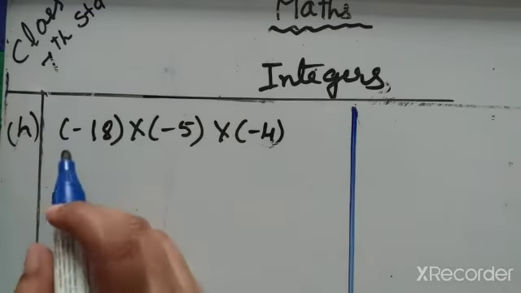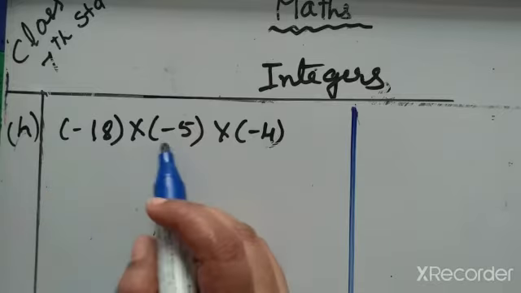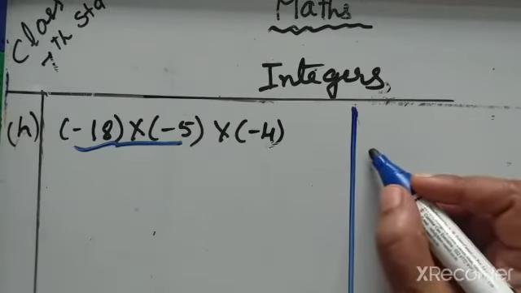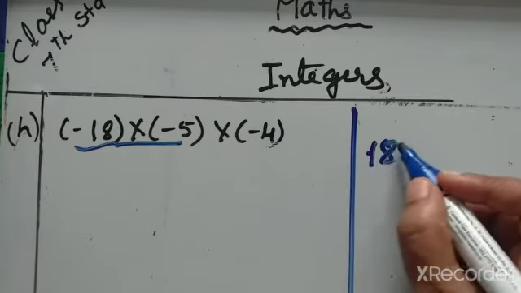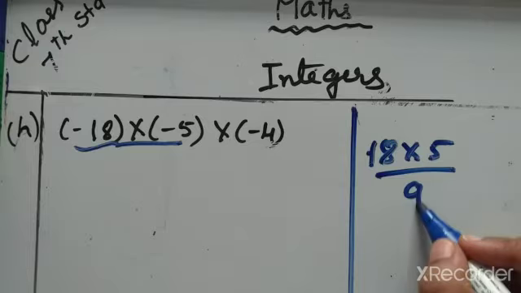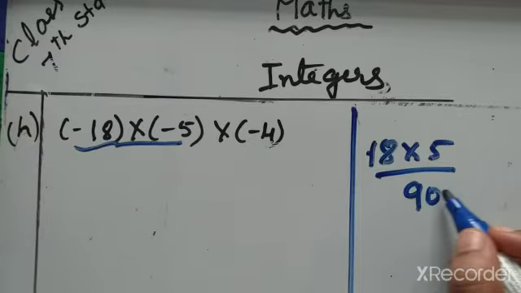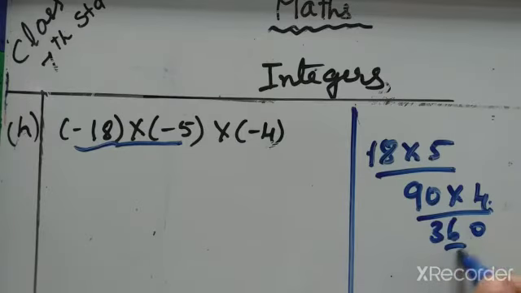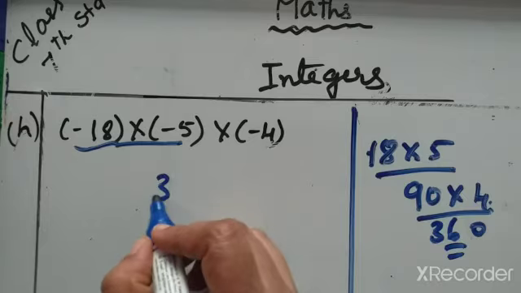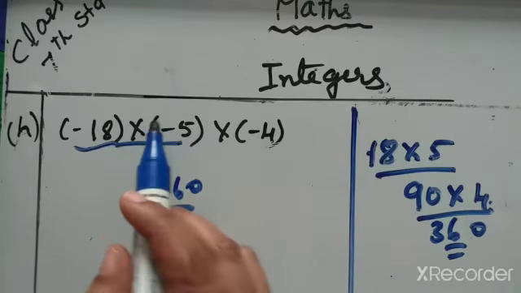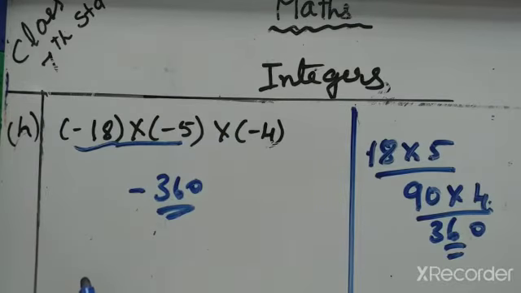Now (h): minus 18 into minus 5 into minus 4. First multiply minus 18 into 5. 18 into 5. 18 5s are 90. 90 into 4. 4 zeros are 0. 4 9s are 36. 360. Answer is 360. Now the symbols: minus into minus is plus. Plus into minus is minus. Answer is minus 360.